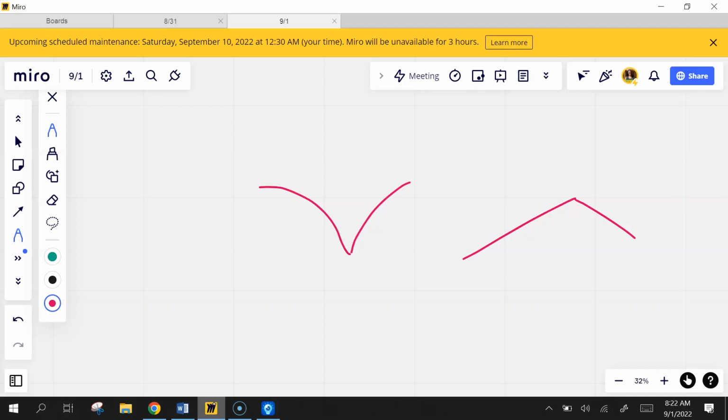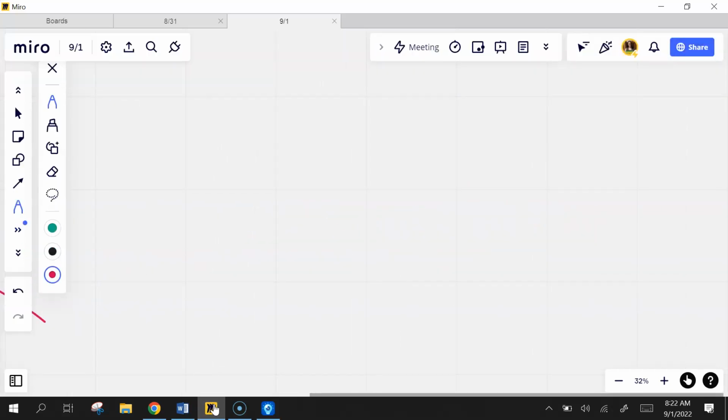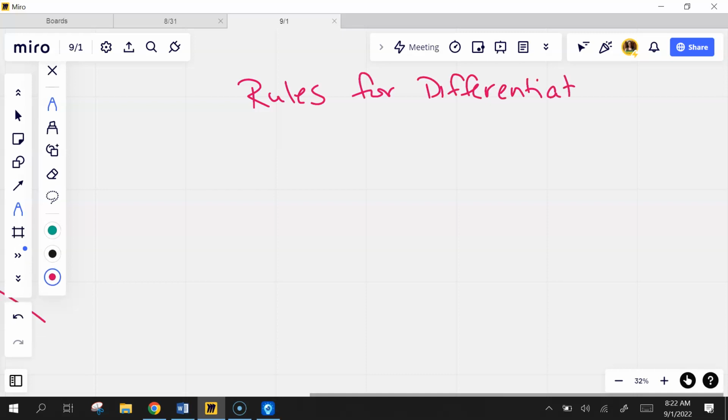Well then, let's talk about some rules for differentiation. Now we get to the good stuff. Been waiting on this all semester. What? Is it going to make you mad? Probably. We have 1, 2, 3, 4, 5 rules. 7 rules. I lied. 7 rules.